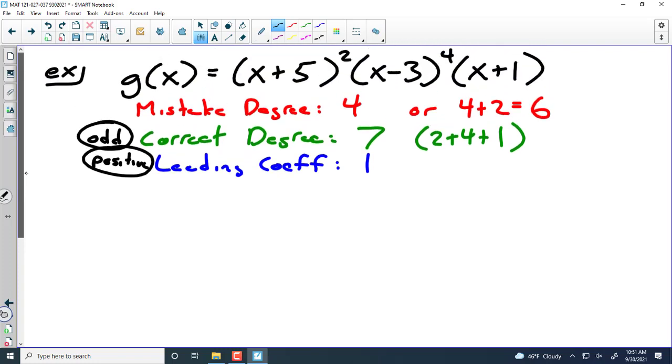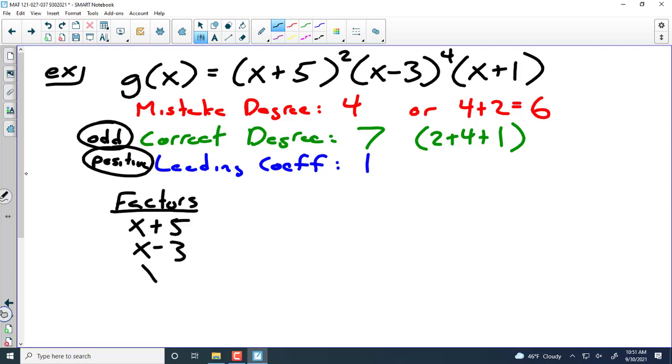Then we jot down what our factors are. And our factors are x plus 5, x minus 3, and x plus 1. Can we turn factors into zeros pretty easily? The 0 is just the number that makes the factor equal to 0. So this is where you switch the sign. So if it's x plus 5, what's the 0? Negative 5. So it'll be negative 5, positive 3, negative 1.